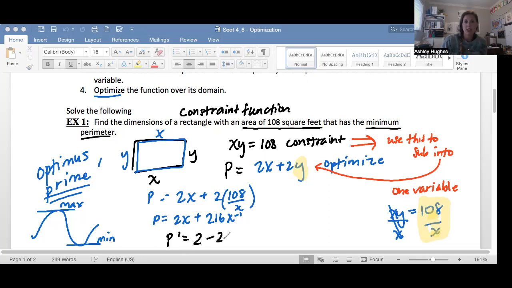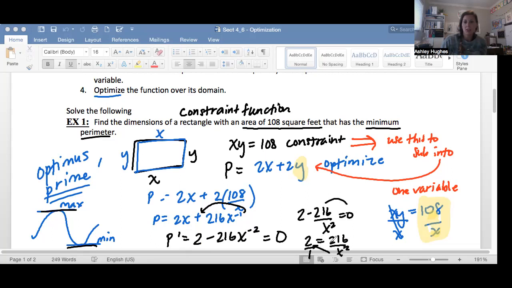So we get 2 minus 216 x to the negative 2 because we're doing the power rule here, subtracting 1. And we want to set this equal to 0. Again, we're trying to find the places where it has a max or a min. So we get 2 minus 216 over x squared equals 0. So just add that to that side, multiply across. So you get 2x squared equals 216. So x squared equals 108. So x equals plus or minus the square root of 108, which doesn't make sense to have negative for this particular problem. So it's going to be the positive square root of 108.